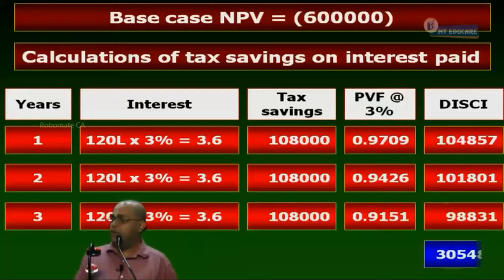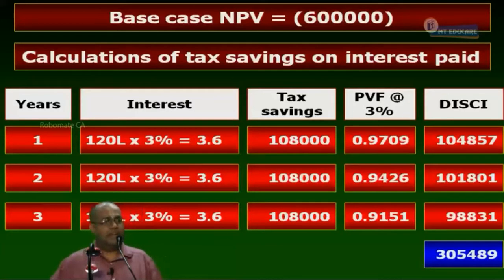If I total, 3,05,489 is a benefit or cost? Benefit. This benefit comes from the project or from the way of financing the project? The way of financing the project. Respond yes or no?